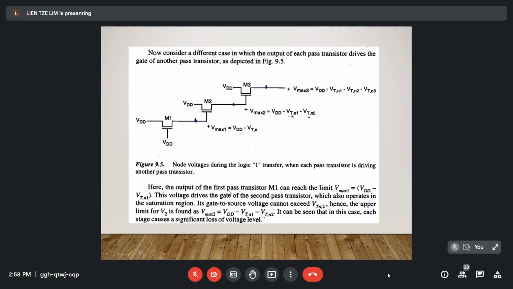The output of the first pass transistor M1 can reach the limit Vmax equals VDD minus VT. This voltage drives the gate of the second pass transistor, which also operates in the saturation region. Its gate-to-source voltage cannot exceed the threshold voltage of the second NMOS. Hence, the upper limit for V2 is found as this. It can be seen that in this case, each stage causes a significant loss of voltage level.